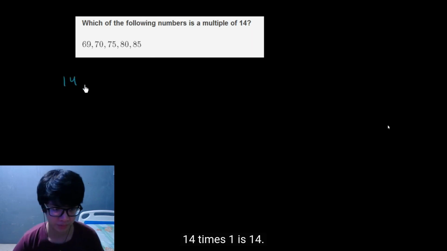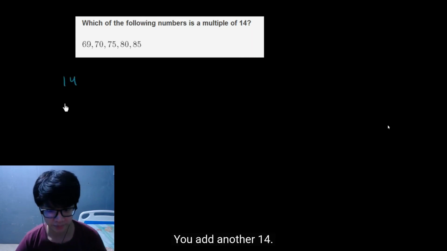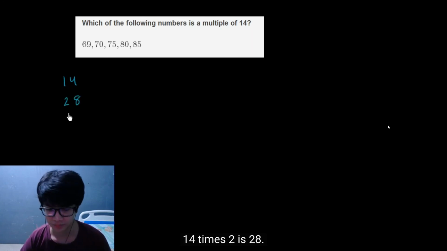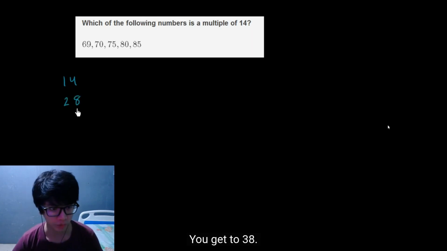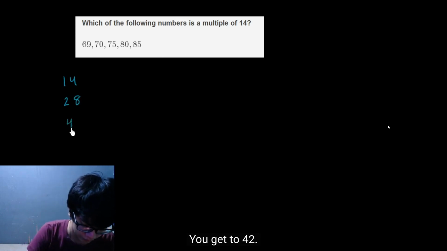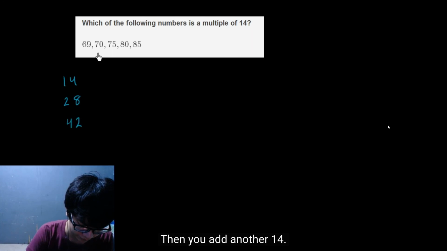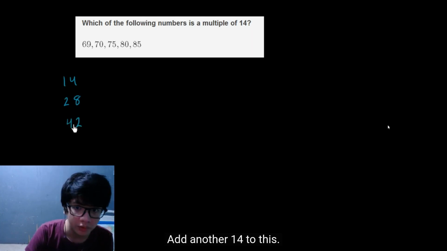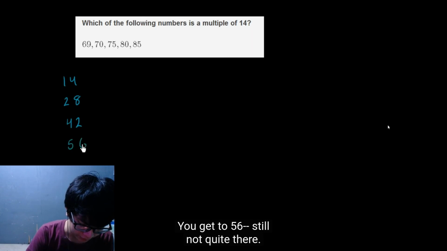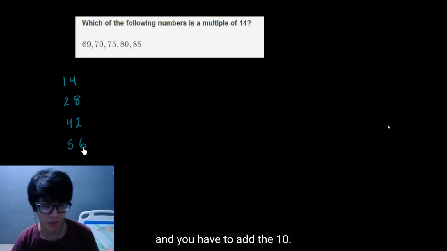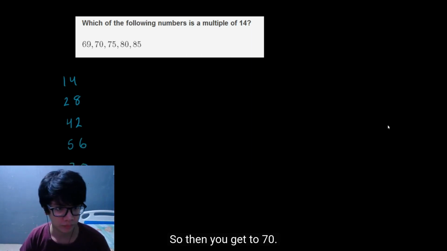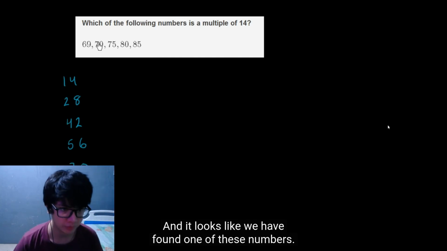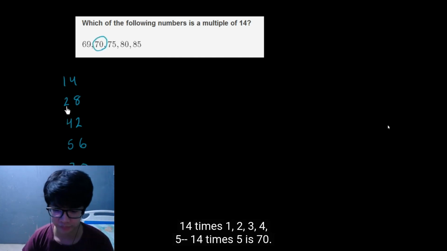14 times 1 is 14. You add another 14. 14 times 2 is 28. Add another 14. Let's see, you add 10, you get to 38. Then you add 4 more, you get to 42. Then you add another 14. I haven't seen any of these numbers show up yet. Add another 14 to this, you get to 56. Still not quite there. Add another 14. If you add 4, you get to 60, and then you have to add the 10. So then you get to 70. And it looks like we have found one of these numbers. 70 is a multiple of 14. 14 times 1, 2, 3, 4, 5. 14 times 5 is 70.